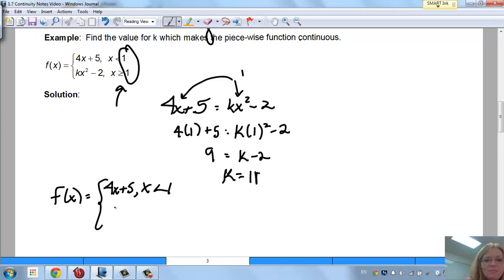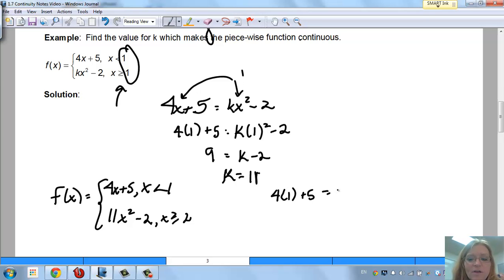But now the right piece is going to be 11x squared minus 2 when x is greater than or equal to 2. Now let's check to see if this works. If I put a 1 in here, which it doesn't include, but it goes up to 1, I would have 4 times 1 plus 5, which equals 9.